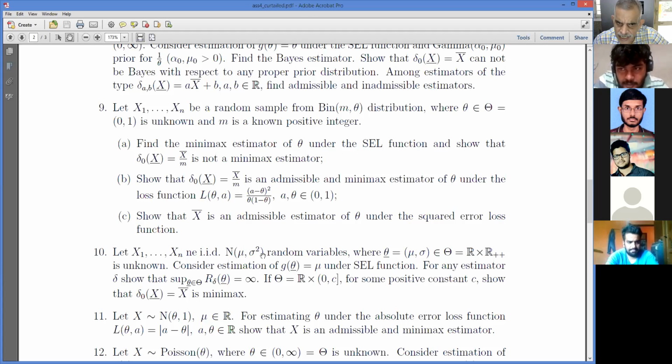So you see, one way is you consider a conjugate prior, right? Consider the supremum over theta of r delta theta for any estimator. Now, the supremum will always be greater than or equal to the average risk. Is that okay? Yes, sir. But the average risk is minimized by the Bayes estimator. Right? So the average risk of delta would be greater than or equal to the average risk of the Bayes estimator.